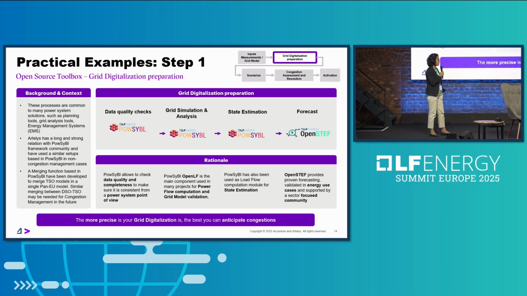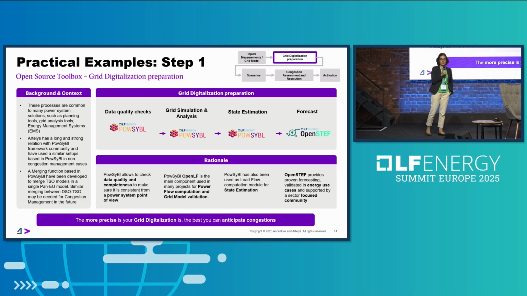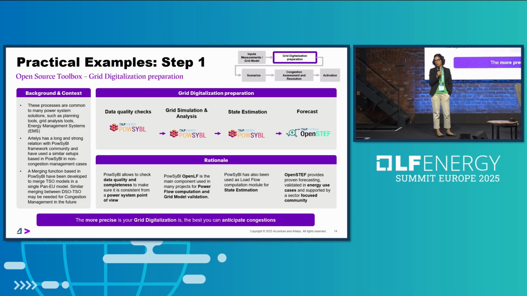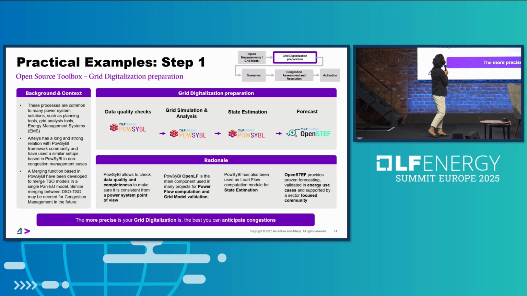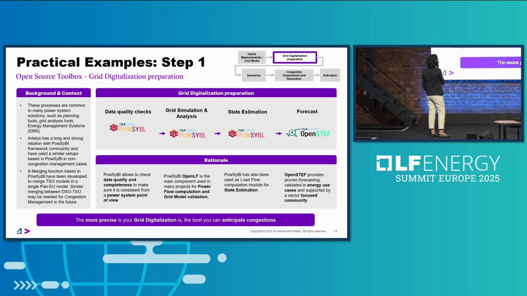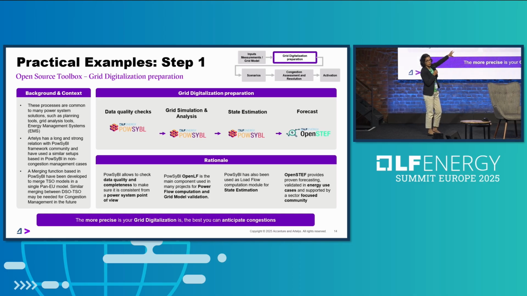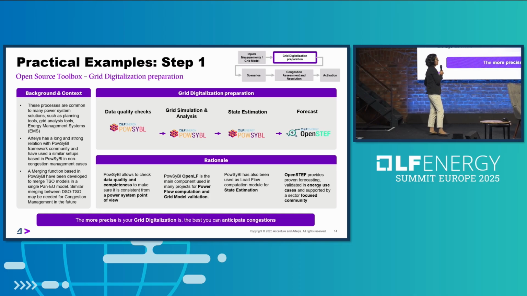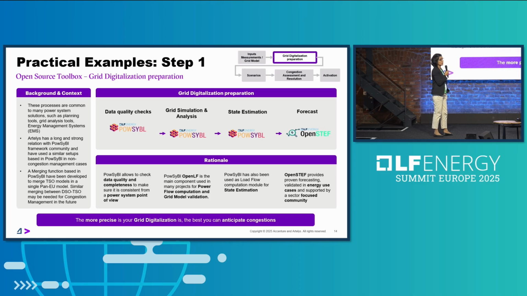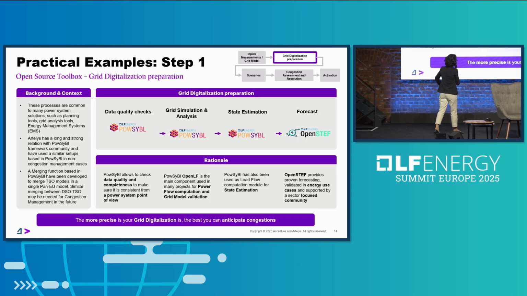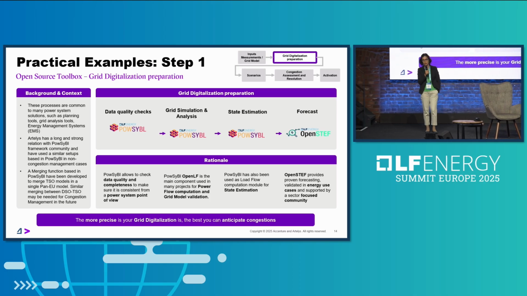You'll see PowSyBl a lot on these blocks, and that's a good reason why: Artelys has been involved for a long time now in PowSyBl, and we have done a lot of projects. We are part of the community, so the examples that we will explain here come from our experience working with the PowSyBl framework. As I said, first make sure that from a power system perspective, your data is complete and good quality. This allows you to then run simulations, run load flow, and validate the grid models that you're using.